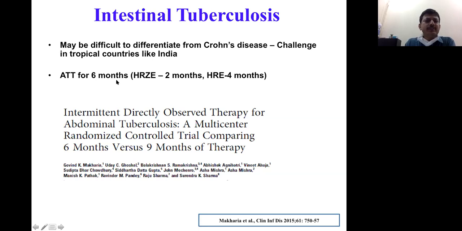In terms of therapy, there's always a debate about how much therapy to give, whether it should be 6 months or 9 months. Again, there is a multi-center study from our country, of which CMC Vellore is also a part: CMC Vellore, AIIMS New Delhi, and Lucknow.